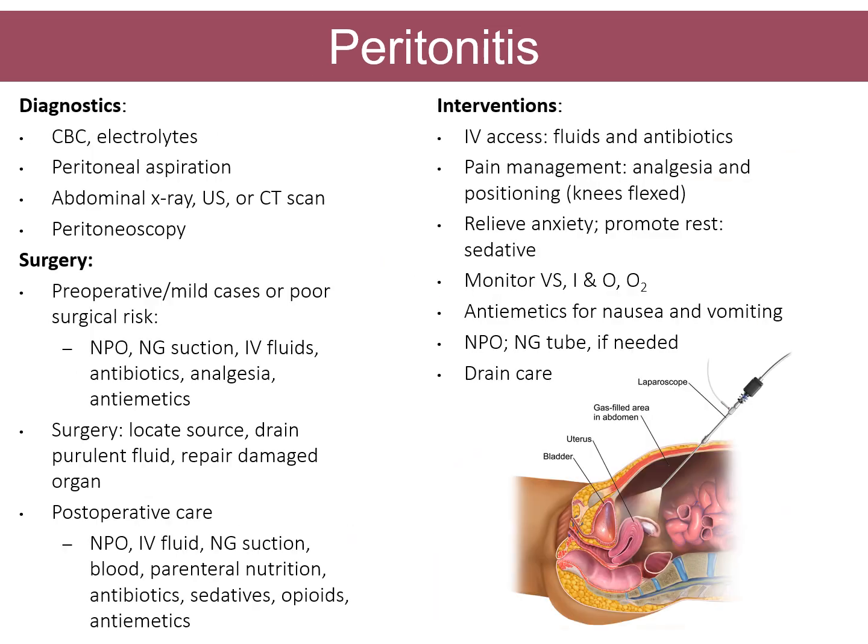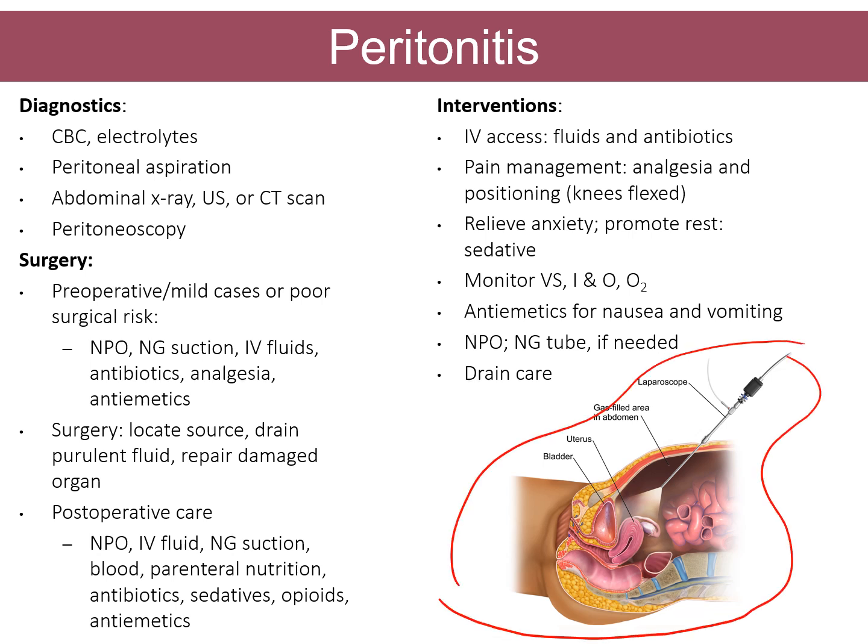Diagnostics, we're going to do lab work, electrolytes. We can do peritoneal aspiration, so we can get a look at the color of whatever's coming out. It can also be tested to see what organism is in there. Imaging: X-ray, ultrasound, CAT scan. We can do a peritoneoscopy, which is pictured here, where they go in with a scope to take a look at what's going on in there.